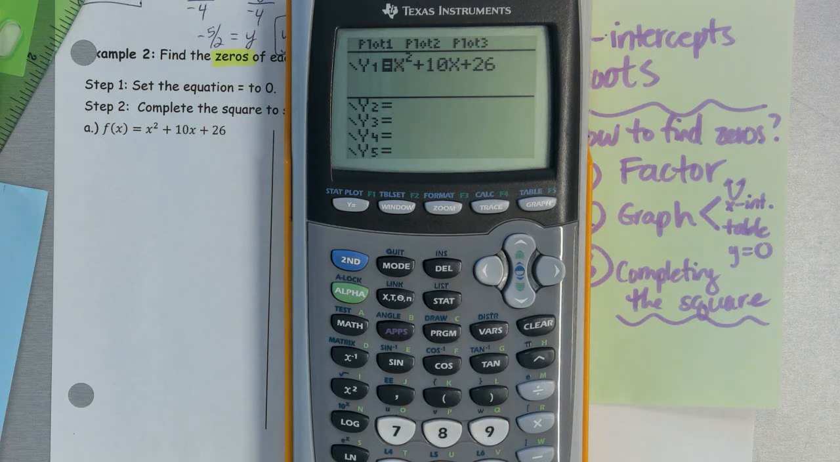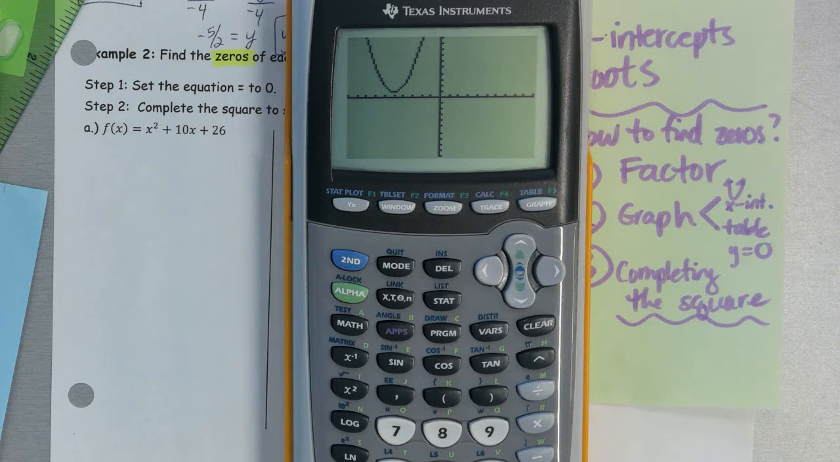The x-intercepts. Okay, so I'm going to graph it. What's the problem? There's no x-intercepts. Do you know why? The answers that we are going to find are imaginary. They're not real. They won't show up on the graph.